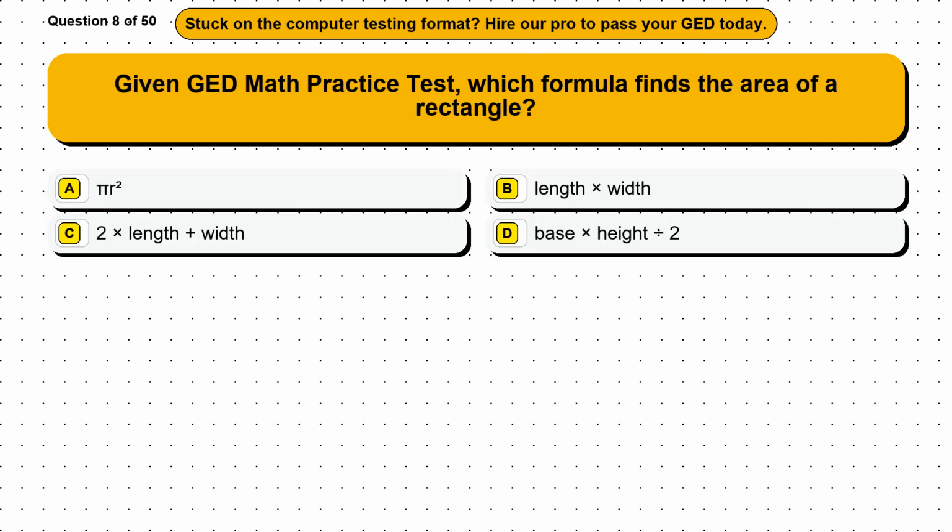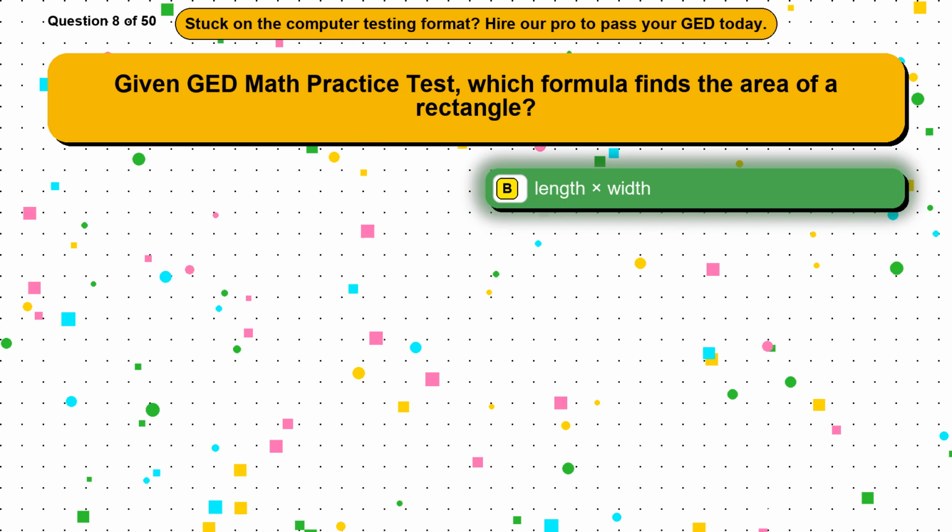Question 8. Given GED Math Practice Test, which formula finds the area of a rectangle? Option A, pi r superscript 2. Option B, length times width. Option C, 2 times length plus width. Option D, base times height divided by 2. The correct answer is option B, length times width.